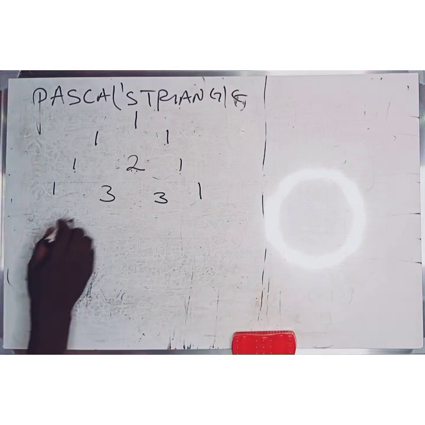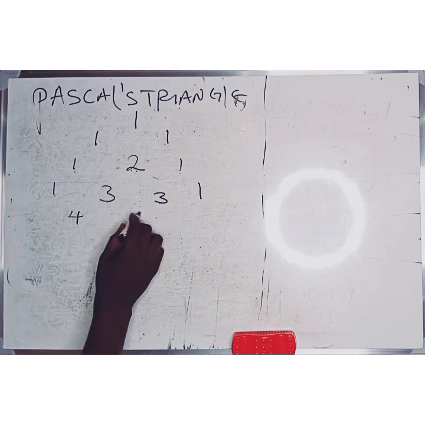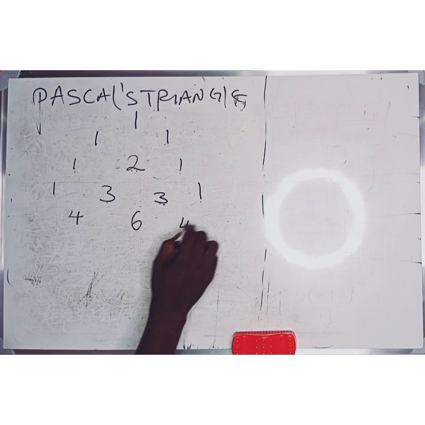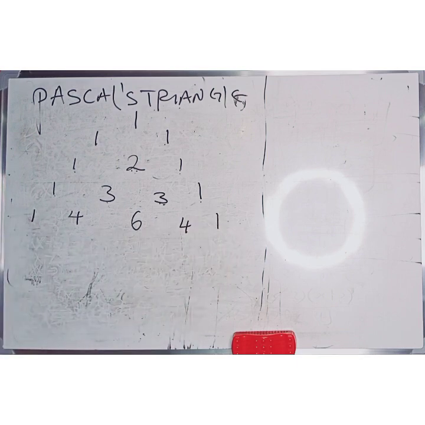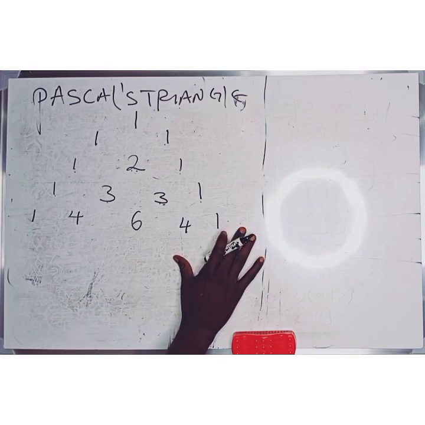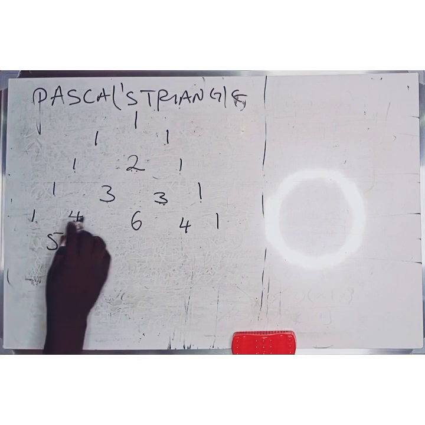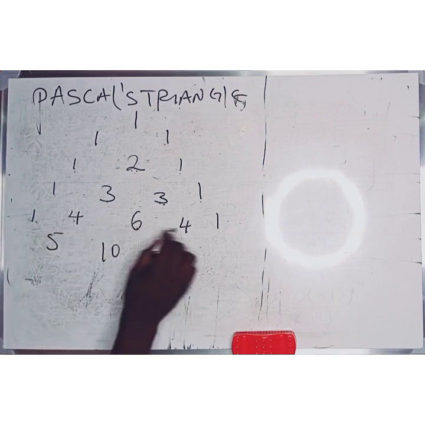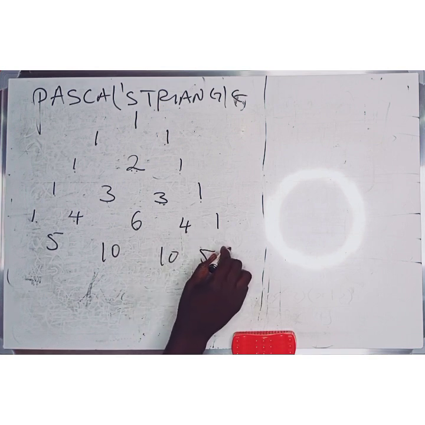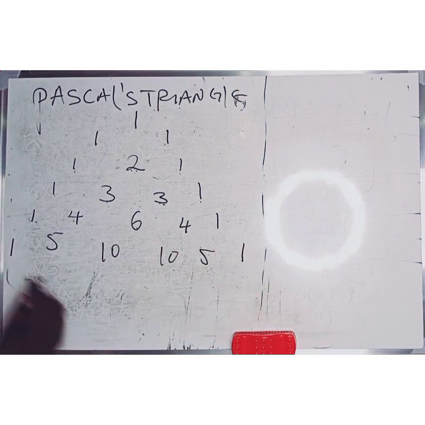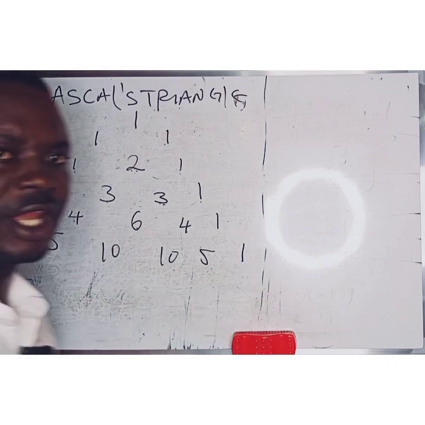Again, 1 plus 3 is 4. 3 plus 3 is 6. 3 plus 1 is 4. You bring down 1 here and 1 here. Do you see it? Again, because we don't have space, I think we should stop after this one now. 1 plus 4 is 5. 4 plus 6 is 10. 6 plus 4 is 10. 4 plus 1 is 5. Then you bring down 1 here and 1 here. So there is no space again. If not, I would go on. You can expand that to infinity. It is actually infinite, all right?